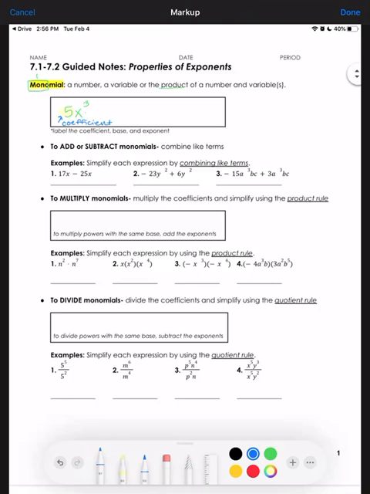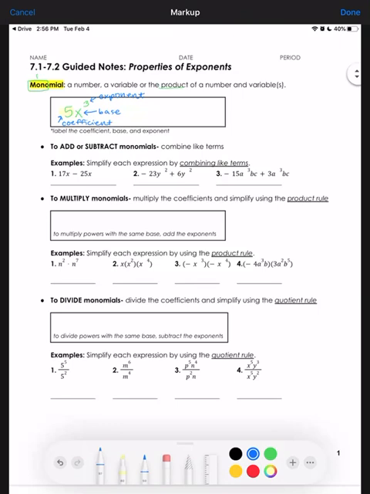It's the number that comes in front of the monomial, and that's telling you how many of these things you have. And then the next vocab word is base. If you have something raised to a power, then the thing that's being raised to a power is called the base. And then, of course, this up here is the exponent.